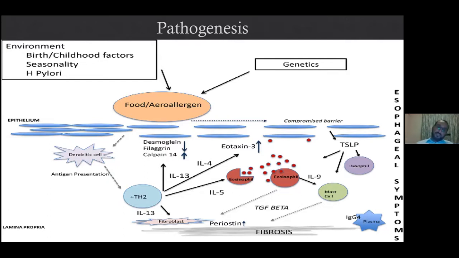So in brief, after stimulating the T helper 2, the chemotactic process starts from there with multiple interleukins. Each one is important in the management of the future; we're going to talk about it later on. Interleukin 4 stimulates eotaxin 3, interleukin 5 goes straight to eosinophil, interleukin 13 acts on fibroblasts, increases calpain, and decreases filaggrin and desmoglein. Interleukin 9 stimulates mast cells to increase periostin and lead to fibrosis.